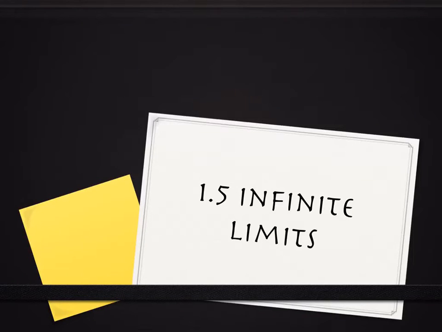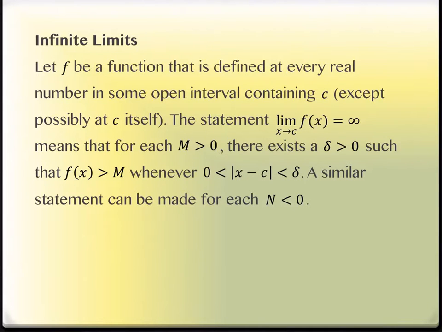Section 1.5 is titled Infinite Limits. And we're going to start out with what that means. Let f be a function that is defined at every real number in some open interval containing c, except possibly at c itself. The statement, the limit as x approaches c of f of x equals infinity, means that for every M value greater than 0, there exists a delta value greater than 0, such that f of x is greater than M whenever the x value is within delta of c.